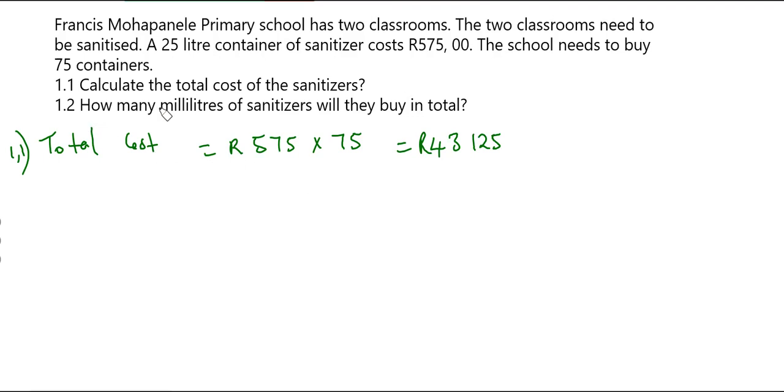That's the cost there. How many milliliters of sanitizers will they buy in total? So here we are now checking how many milliliters of sanitizers they will buy in total. So we are looking at the 25 liters times 75 containers. First of all, we need to find the total liters. It's going to be 25 liters times 75 containers.